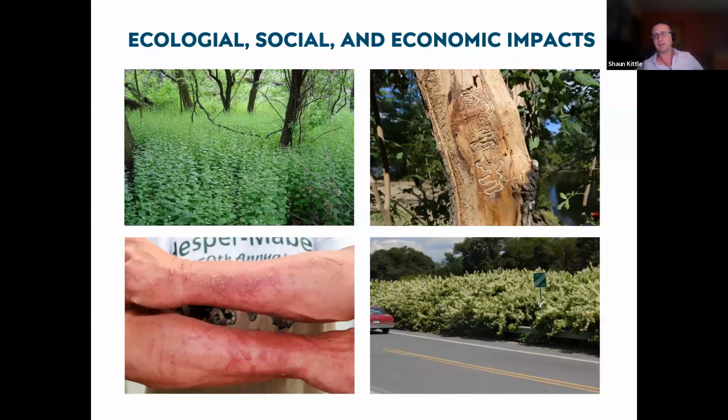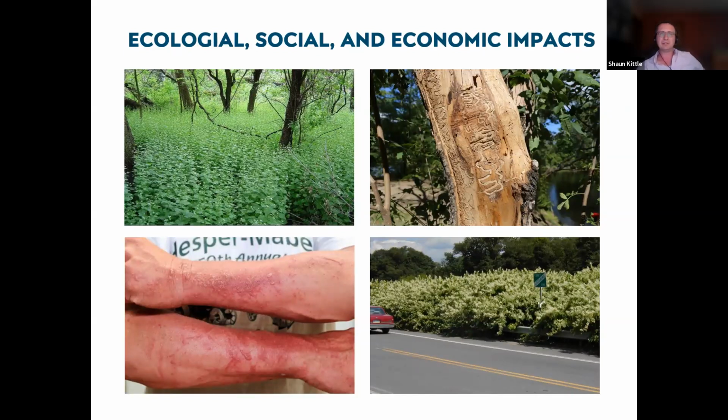Swallowworts are part of the milkweed family, and monarch butterflies don't know the difference. Monarchs will actually lay eggs on swallowwort thinking it's milkweed, and the caterpillars that emerge will eat the plant as if it's milkweed. The problem with that is swallowworts contain a chemical that is toxic to the monarch caterpillars.